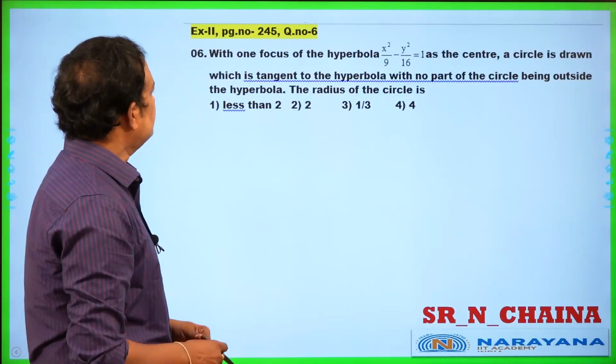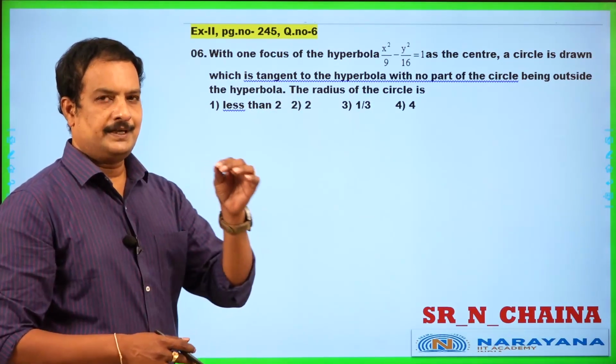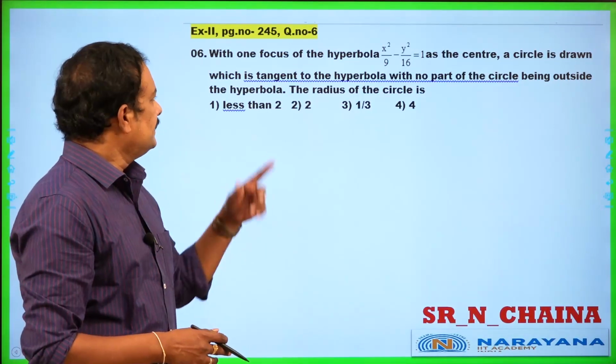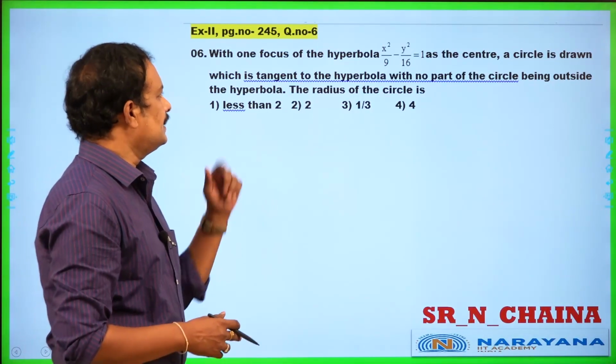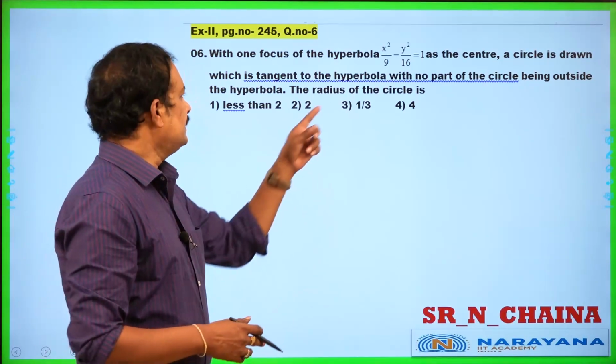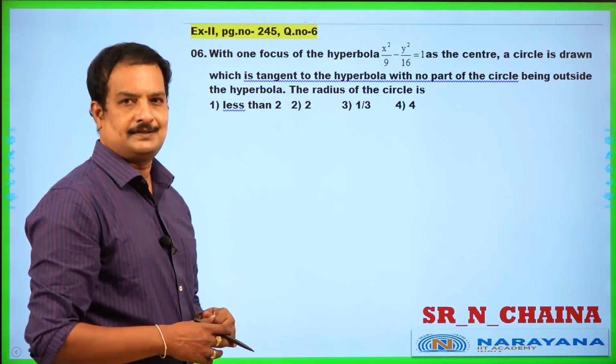Okay. Now in this case, with one focus of the hyperbola as the center, they have taken one of the foci of the hyperbola as the center. A circle is drawn which is tangent to the hyperbola. That means it is touching the hyperbola. Okay. With no part of the circle being outside of the hyperbola, then what is the radius of the circle?